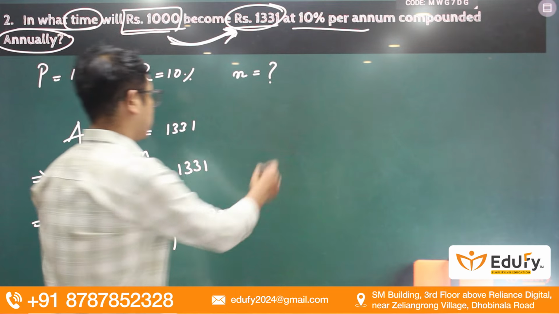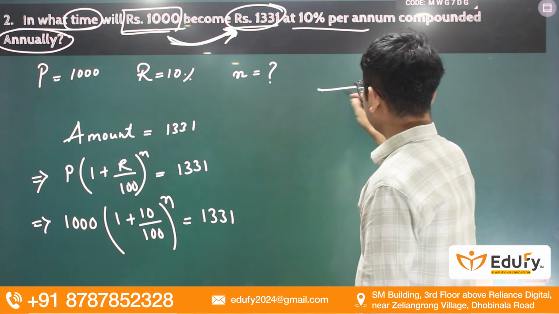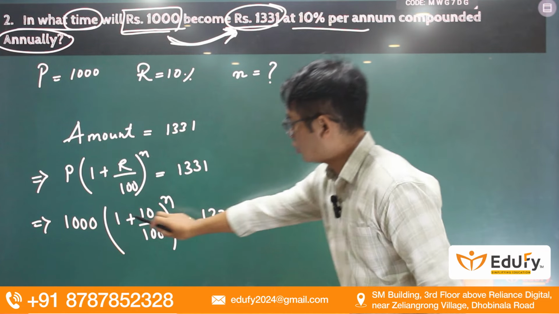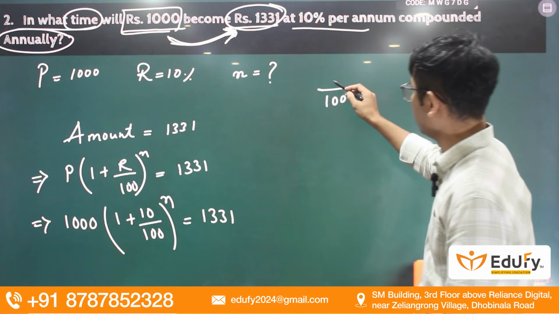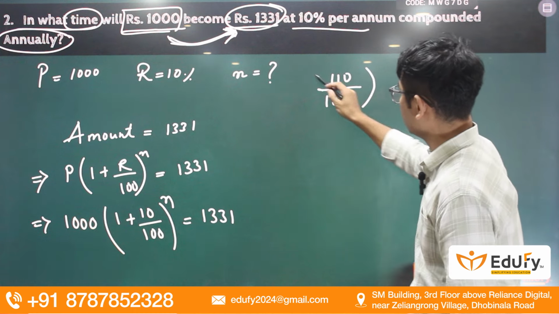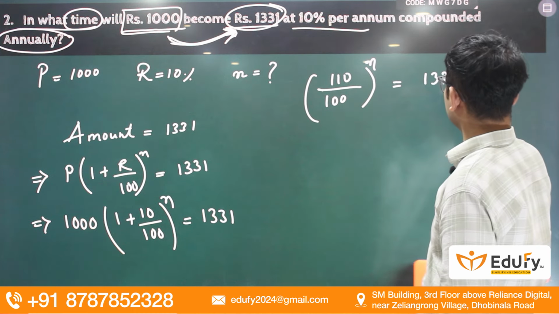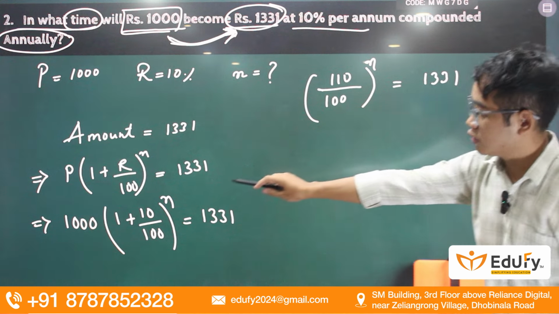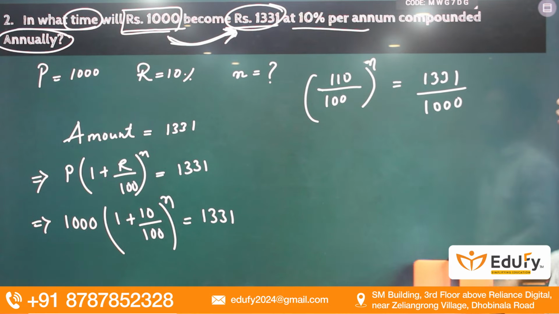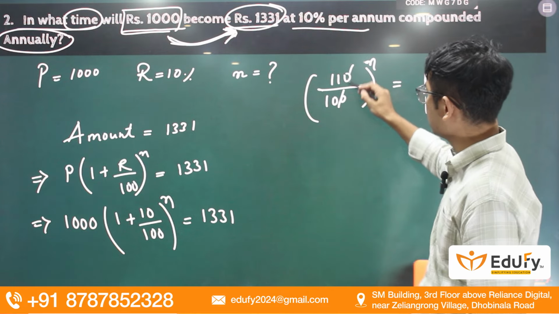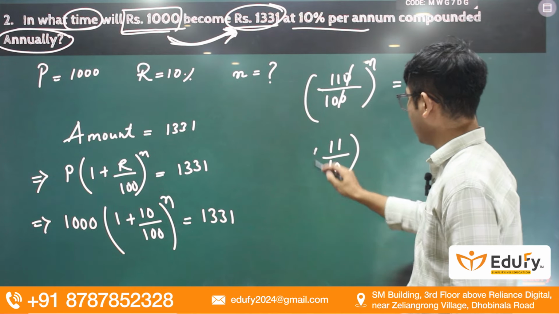Here, if I take the LCM, it would be 100. So this is 100 plus 10, which will be 110. So this will be your n still. And on this side, we have 1331, and now I'm shifting the 1000 here, so this will become 1000 like this. Now after that, I can cancel this. So this would look like (11 by 10) to the power n.